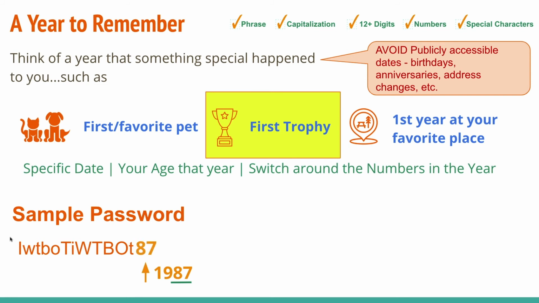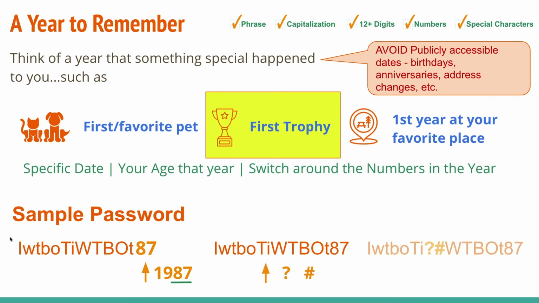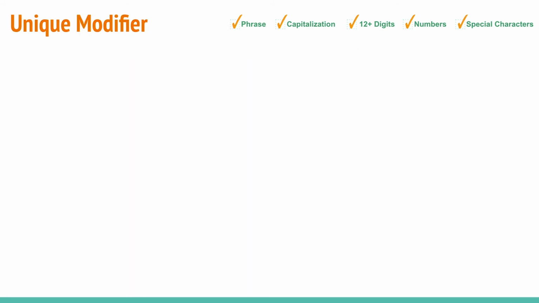Let's add a bit more complexity to the phrase by using a special character or two. In my case, I will use a question mark and a pound sign or hashtag. I will simply place this in between the 2 repeated letter phrases. A unique modifier. At this point, we have managed to include all the different types of elements many digital accounts require for a strong password.